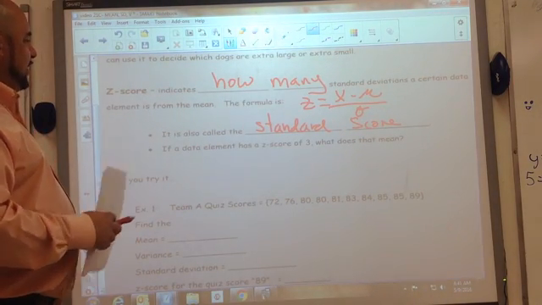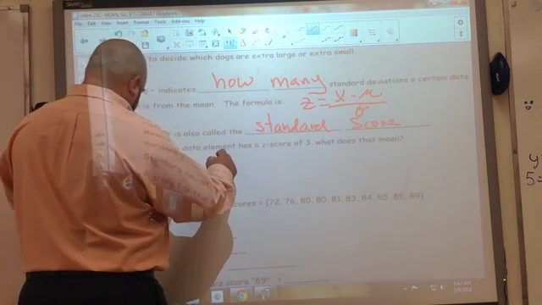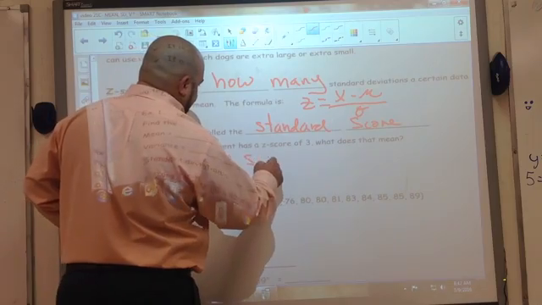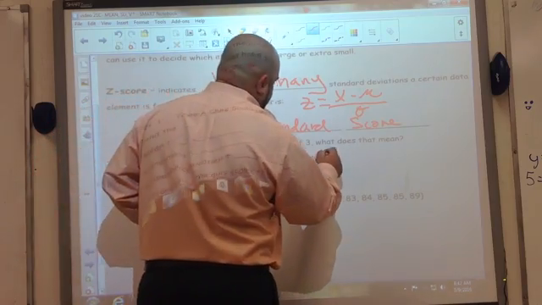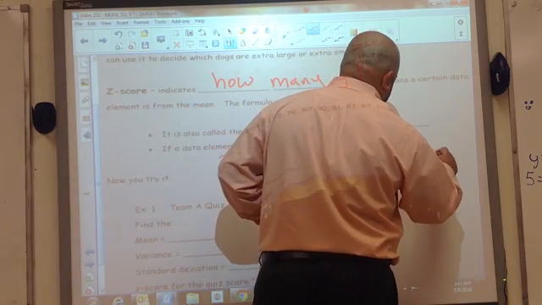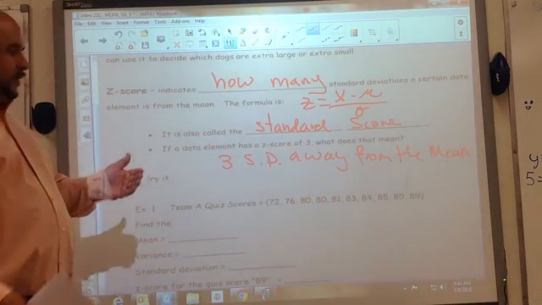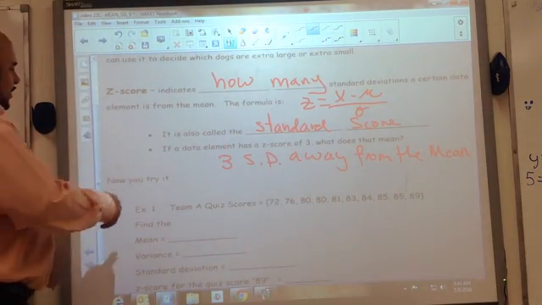If a data element has a z-score of 3, what does that mean? It means that it is 3 standard deviations away from the mean. So if it has a z-score of 3, it means that it's 3 standard deviations from the mean.